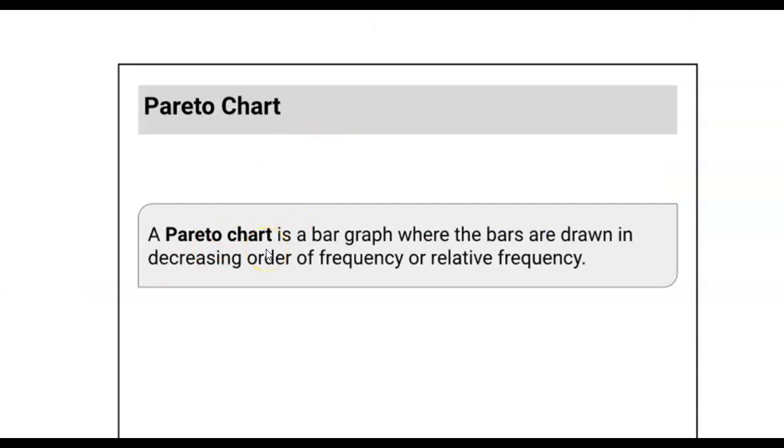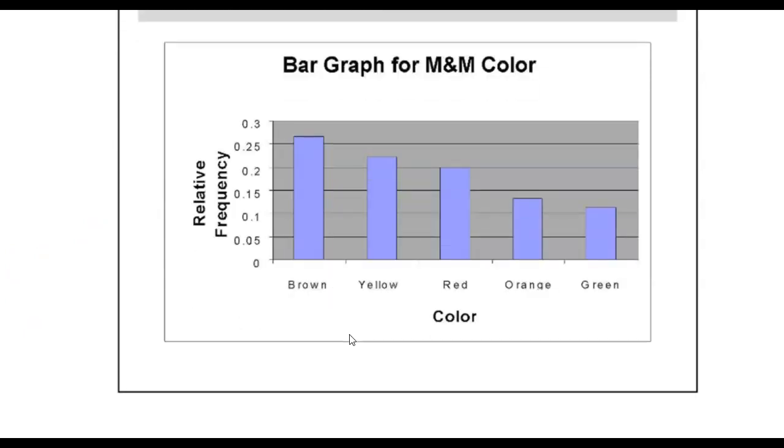Now let's talk about what a Pareto chart is. The Pareto chart's job is just to organize the bars in decreasing order of frequency. So this Pareto chart is often used with qualitative data like colors of M&Ms. The Pareto chart is not often used when you're dealing with numerical quantitative information, right? Because you don't want to rearrange the quantitative data in the wrong order. But with nominal qualitative data, you can reorder it to your heart's content, right?